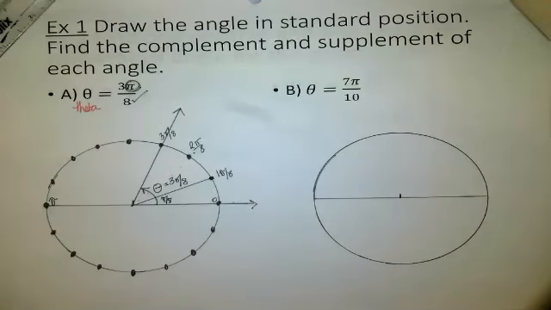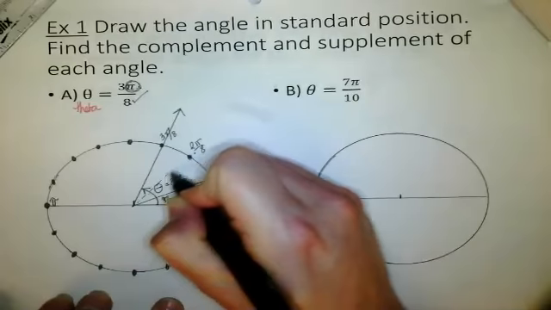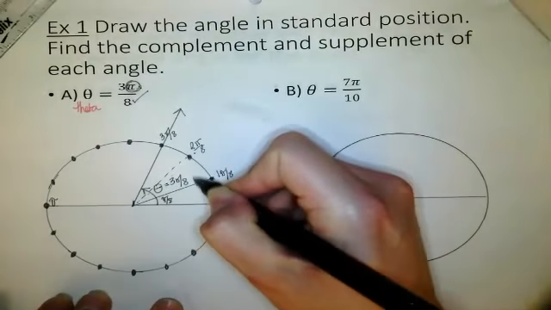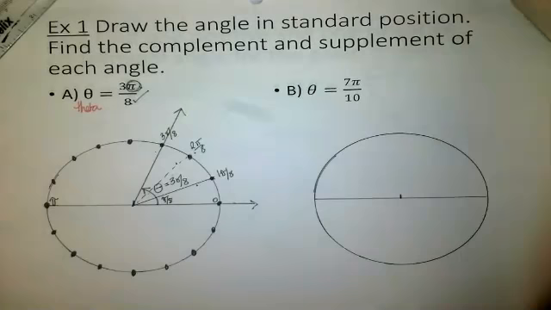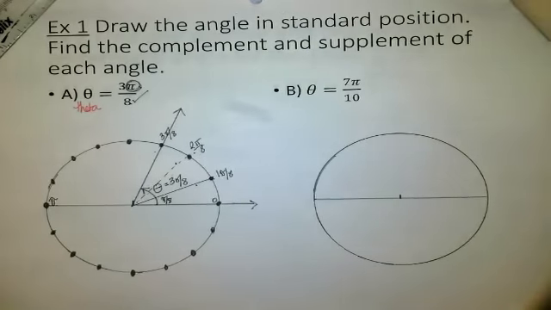Because there are 3 little wedges that are sized pi over 8: 1 pi over 8, 2 pi's over 8, 3 pi's over 8. Very good. Now we have to actually answer the questions here.